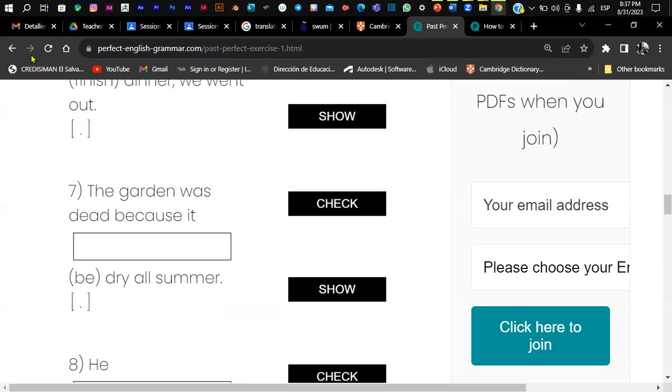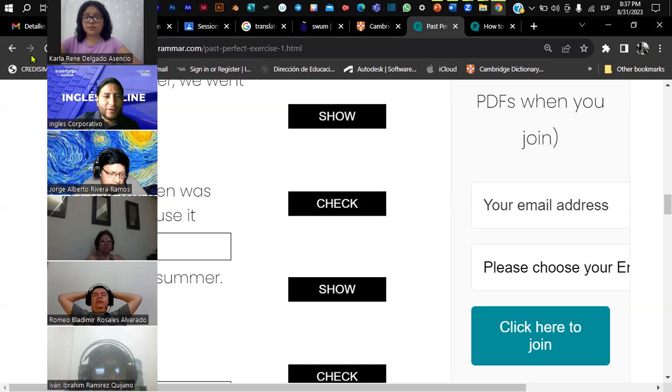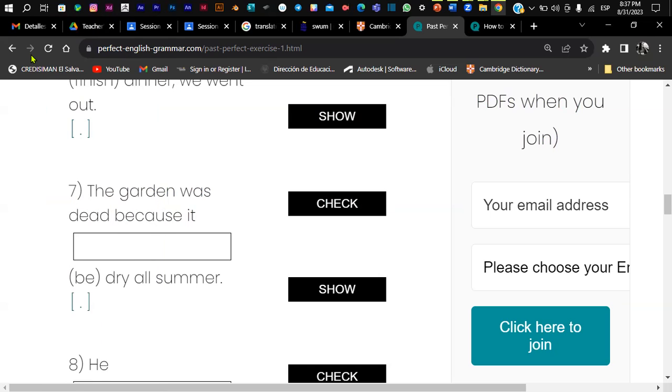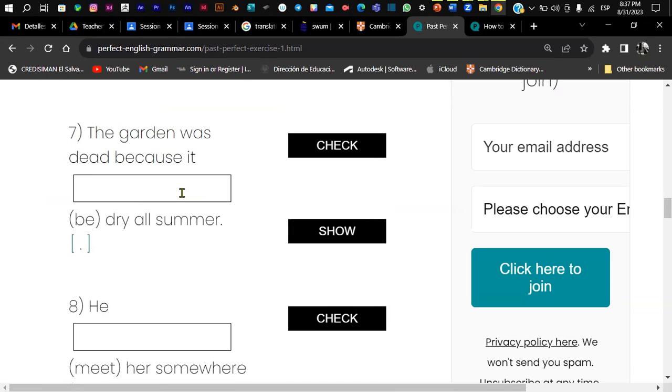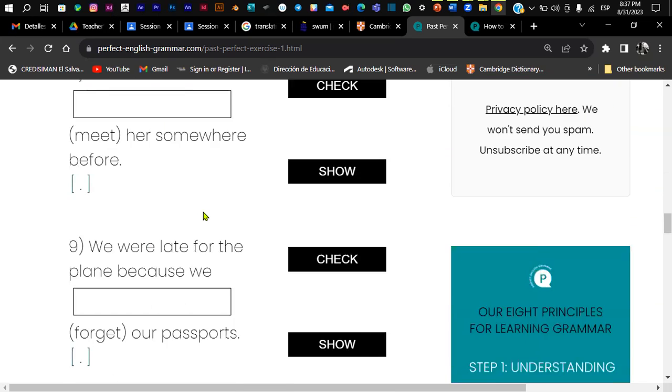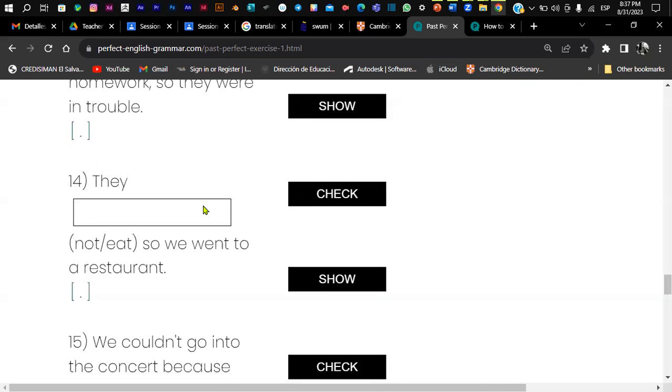Next, number seven. Let's see, maybe Jorge or Romeo. Seven. The garden was dead because it has been dry all summer. Okay, it has been dry all summer. Okay, we are going to stop in this one just to check.